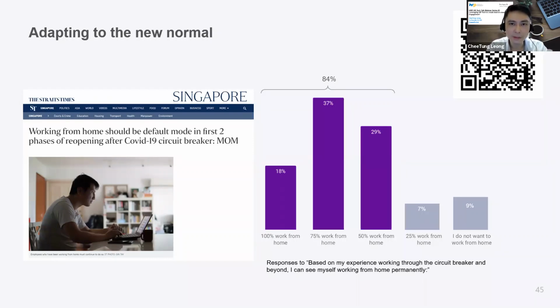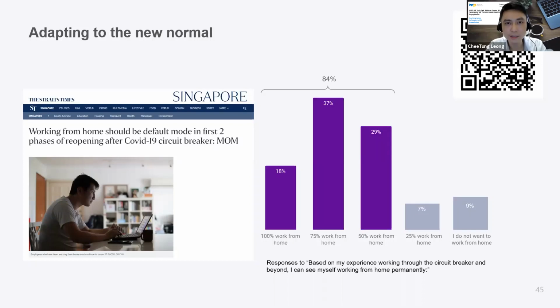And what was very interesting to us when we first started was this, and it got picked up by the Straits Times actually, where we found that, interestingly, even though so many people were complaining about working from home in the early days of the circuit breaker, we found that more than 8 out of 10 of the respondents were saying that they wanted to work from home more than half of the time.